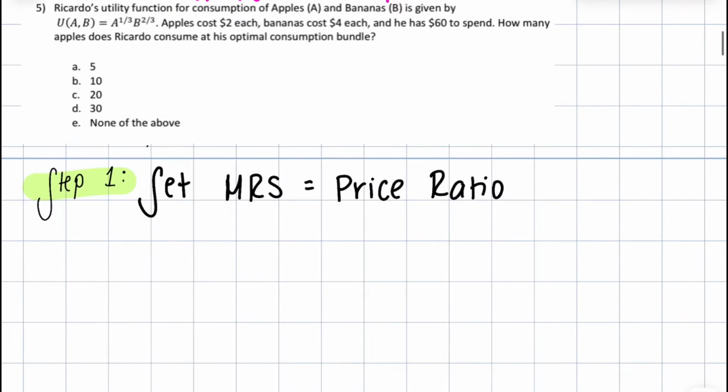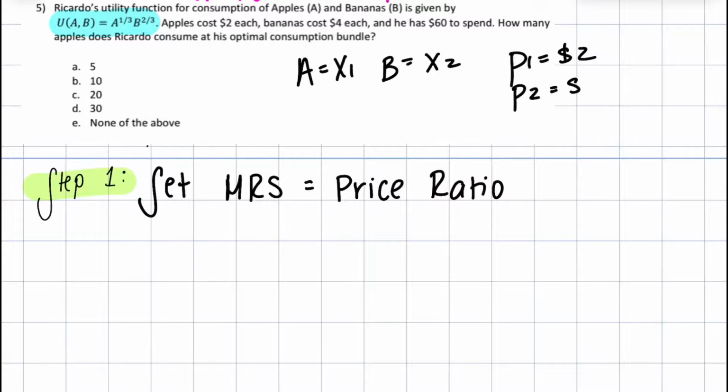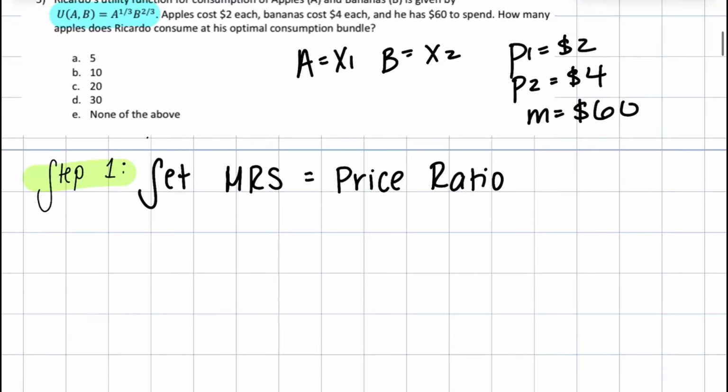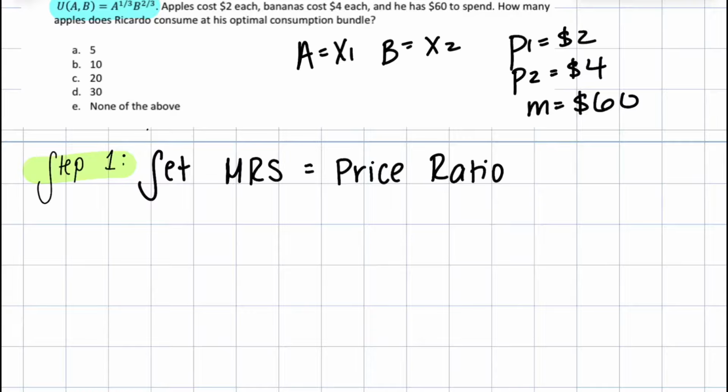So for this one from winter 24, we have Ricardo is consuming apples, which are x1, and bananas, which are x2. So it won't always be x1 and x2, but it will always be two goods. Here is our utility function, and we see it's a Cobb-Douglas because they both have exponents and they're being multiplied by one another. Then we see apples cost $2 each. I recommend, as you see info when you're reading the question on your midterm, just write it down. That way you don't have to go back to the question and look. And he has $60 in income. How many apples does Ricardo consume in his optimal bundle?